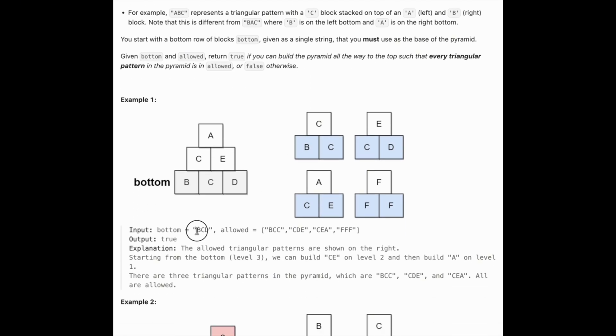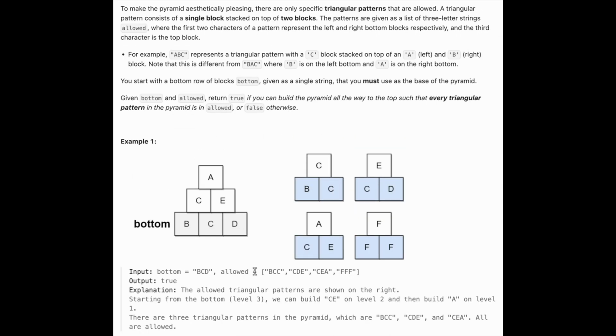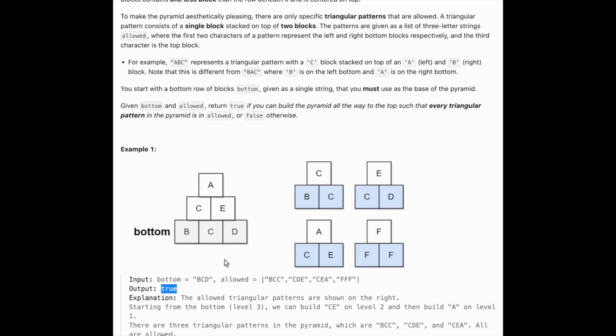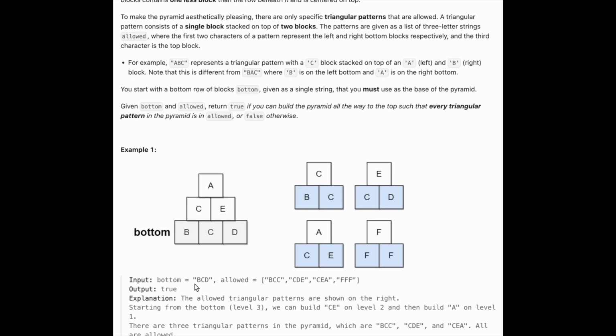So basically we will be given a bottom string and that will be the bottom of the pyramid. And we want to look through the allowed patterns. So what allowed tells us is the first letter in each string will be the left bottom. The second would be the right bottom, and the third letter would be what can go on top of it. And if we can make a pyramid out of the floor and allowed inputs, then we return true, otherwise we return false.